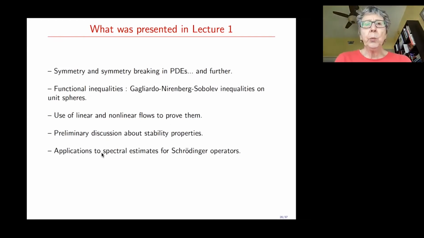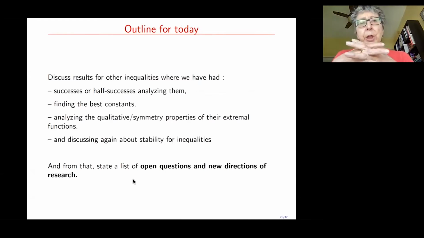When I explained one of the proofs available for the Gagliardo-Nirenberg-Sobolev inequalities on spheres, I explained how one can use linear and nonlinear flows to prove them, flows meaning evolution problems, and seeing how some quantities evolve along those flows. At the end of my talk, I said something about improved inequalities and stability. And also during the talk, I spoke about the application to spectral estimates for Schrödinger operators, which is one of the main reasons why in quantum mechanics and mathematical physics people are interested in functional inequalities. So today I will continue.